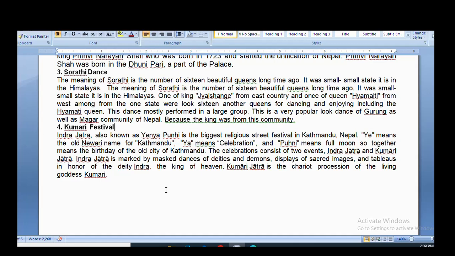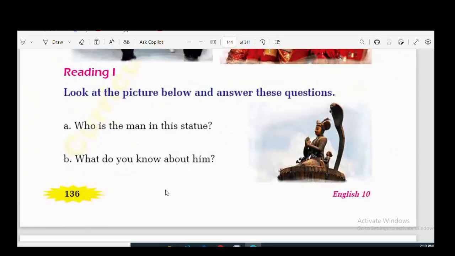The celebration consists of two events, Indra Jatra and Kumari Jatra. Indra Jatra is marked by masks, dances of deities and demons, displays of sacred images, and tableaus in honor of the deity Indra, the king of heaven. Kumari Jatra is the chariot procession of the living goddess. Look at the picture below and answer these questions.